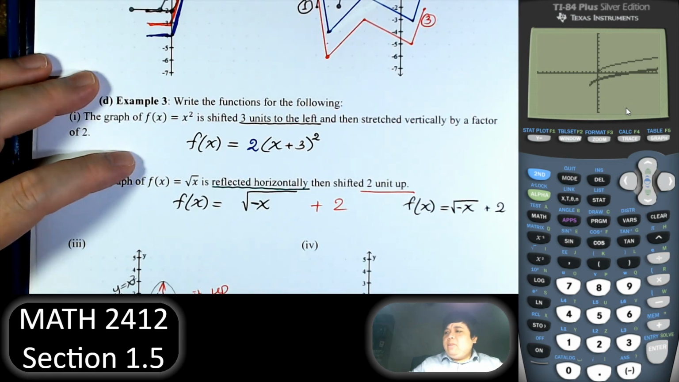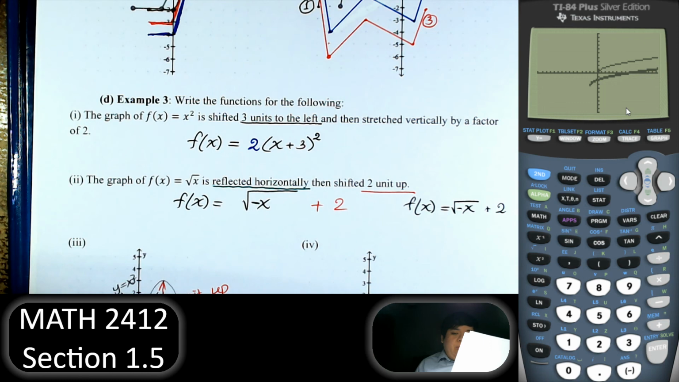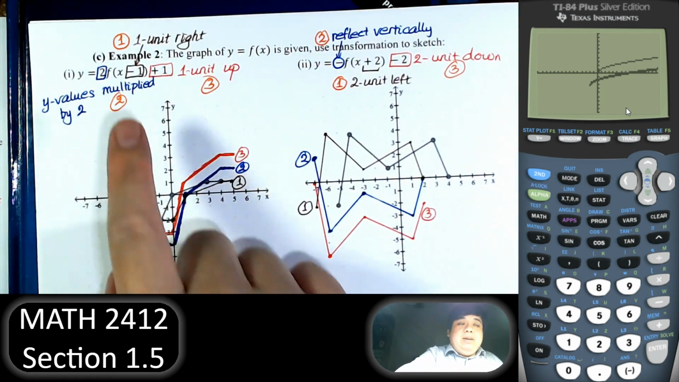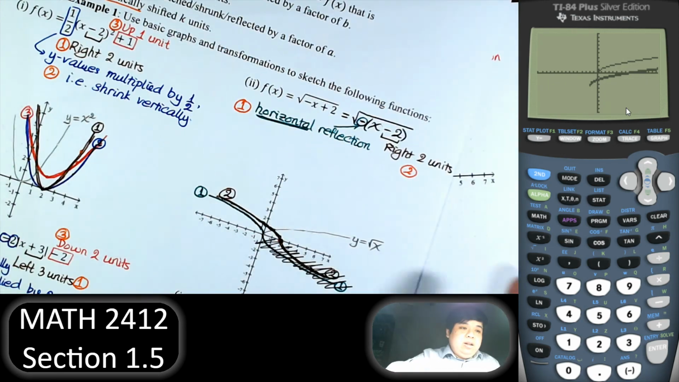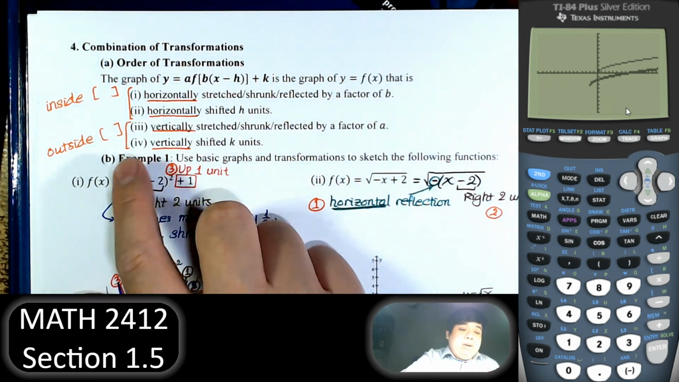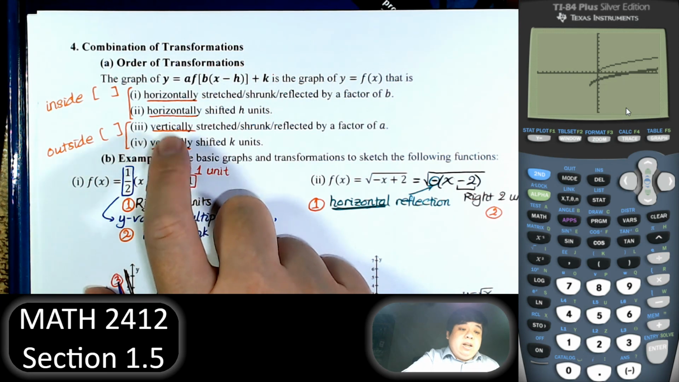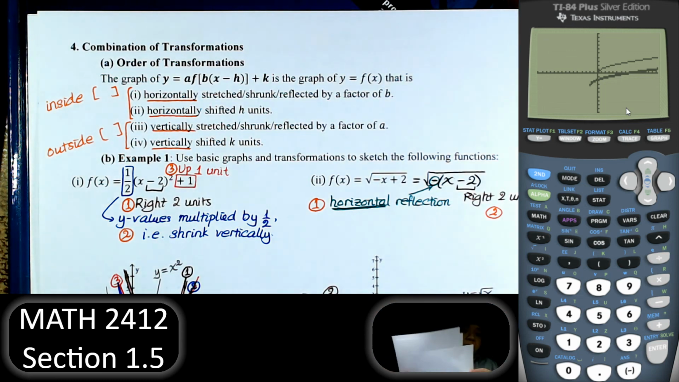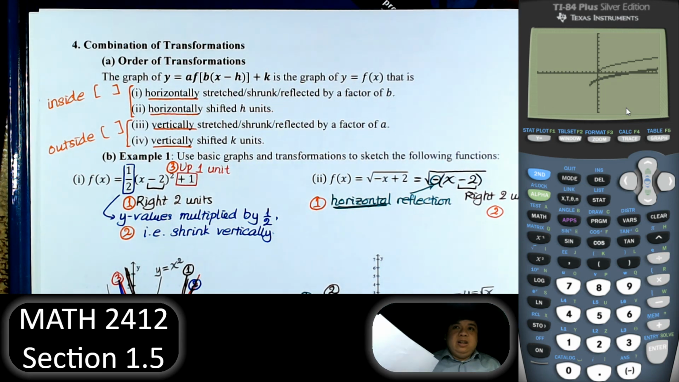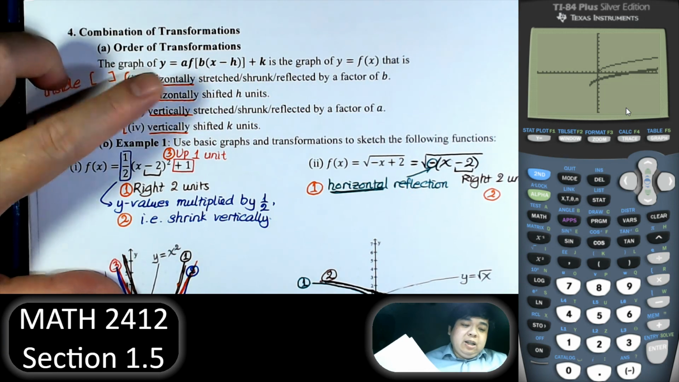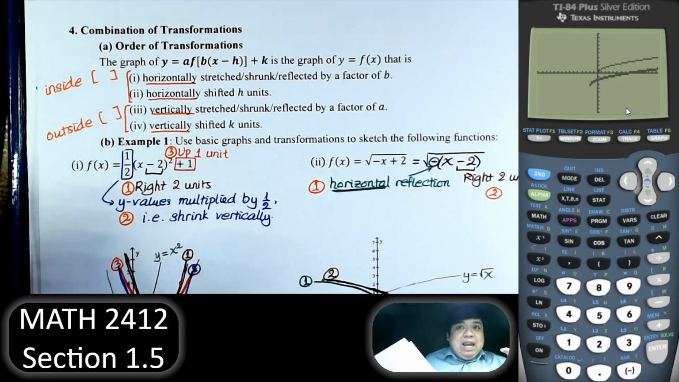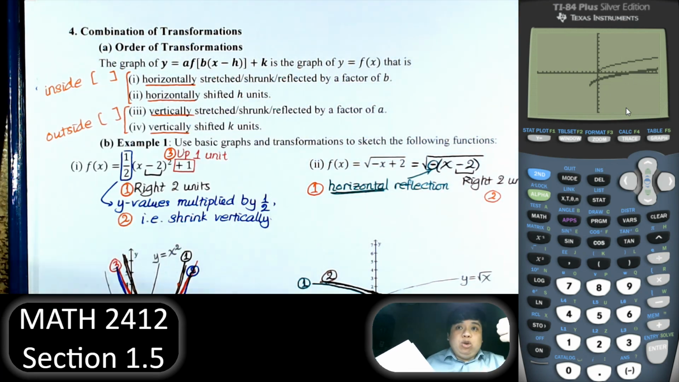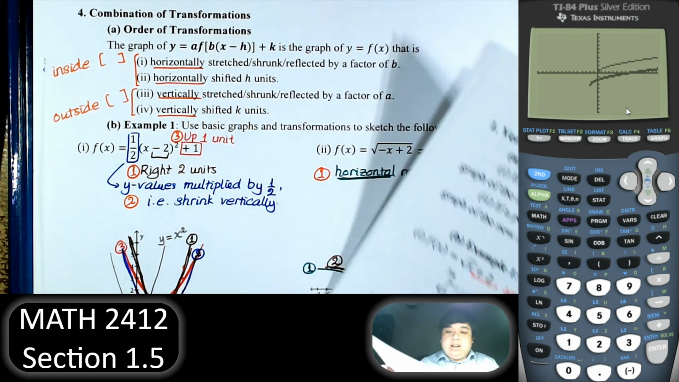So of course we need to know the effect of each part on the graph. If it is inside, it will affect the graph horizontally. If it is outside, it will affect the graph vertically. If it is inside, it will affect the graph in the reverse manner, like multiply becomes divide. And whether inside or outside, for stretch, shrink, and reflect, we do the multiply or divide first, and then add or subtract.